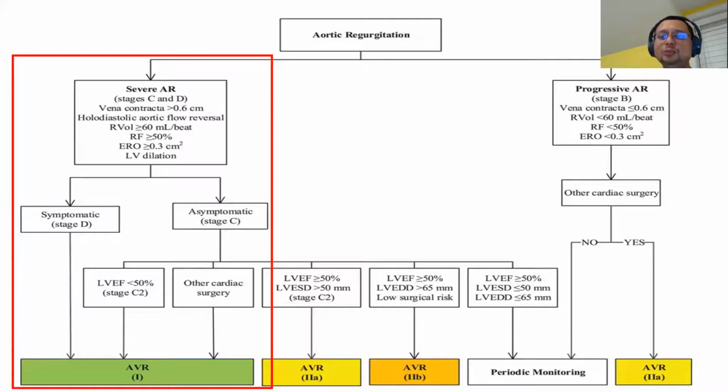What if you are asymptomatic severe, stage C? Now, if you have stage C2, for example, your EF is less than 50%, then you can go for operation. That is also a class 1 indication. If your end systolic dimension is more than 5 centimeters, that is also C2, but the indication is 2A. Still weaker, but still for aortic valve replacement. Usually those with moderate and mild aortic regurgitation, we don't intervene unless they are going for bypass.